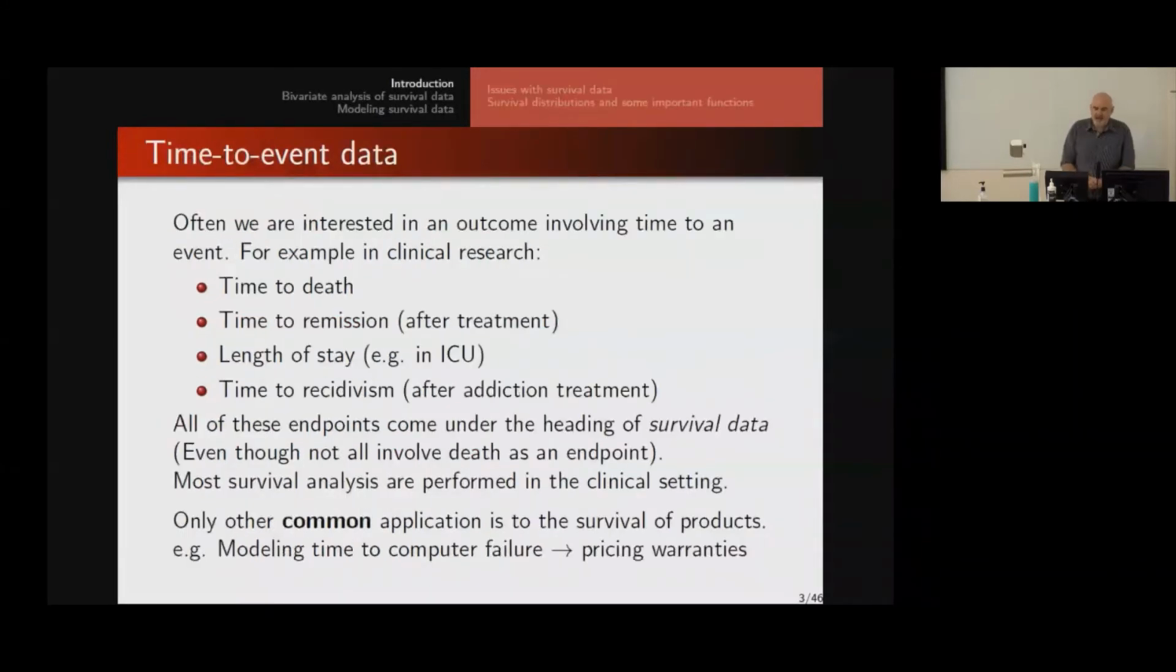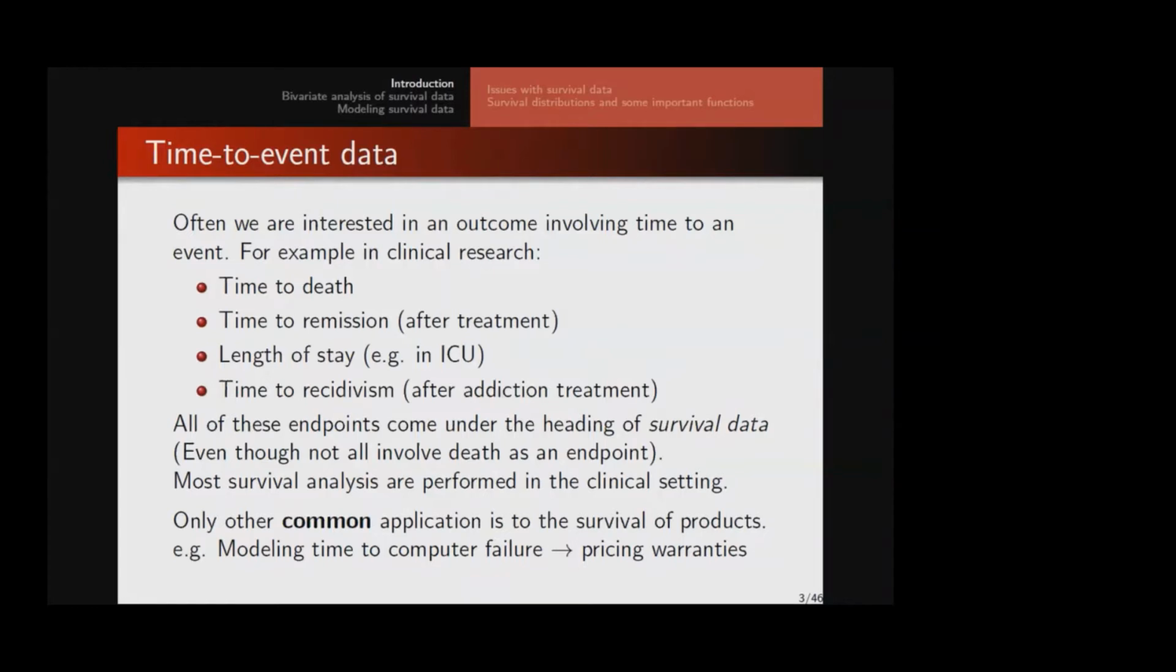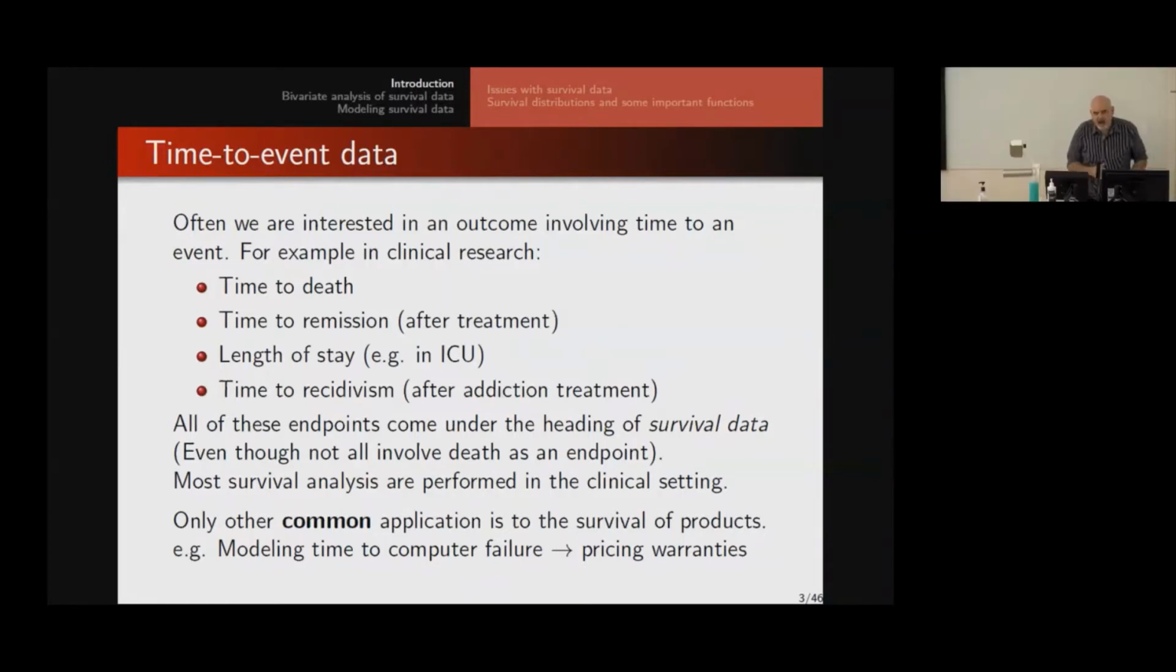Okay, so let's talk about time to event data, or survival outcomes as they're generically called. Often we're interested in an outcome involving how long until an event occurs. So for example, in clinical research, this might be time to death, which is where survival analysis gets its name. But it could also be time to remission after some sort of treatment. It could be length of stay, say in an ICU or a hospital, which is also a very common time to event outcome. But it also could be time to recidivism if we're talking about addiction treatment, and so on. So all of these endpoints come under the heading of survival outcomes, even though death is not the endpoint that we're interested in a lot of cases.